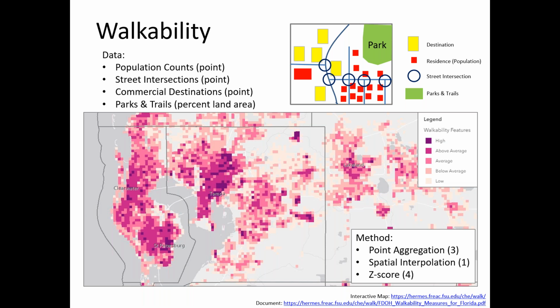The commercial destinations, these would be places that people might want to walk to, that also came from NavTech. And parks and trails, we got from GeoPlan at University of Florida. And in this case, we did a spatial interpolation on the parks and trails to determine what percentage of the grid is a park or trail. So it's 3 point aggregations and 1 spatial interpolation. And we Z-scored on all 4 of these inputs. And this is the walkability map.